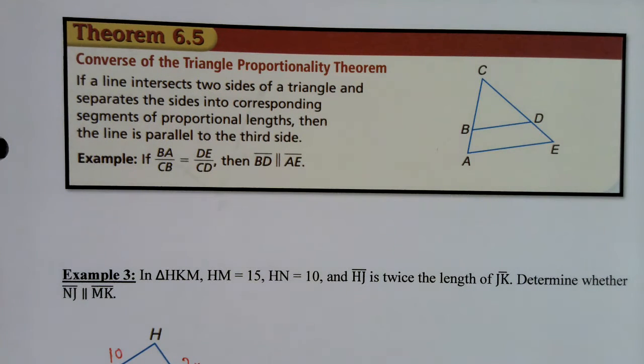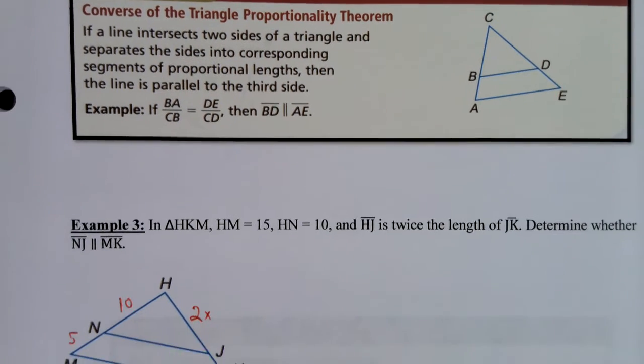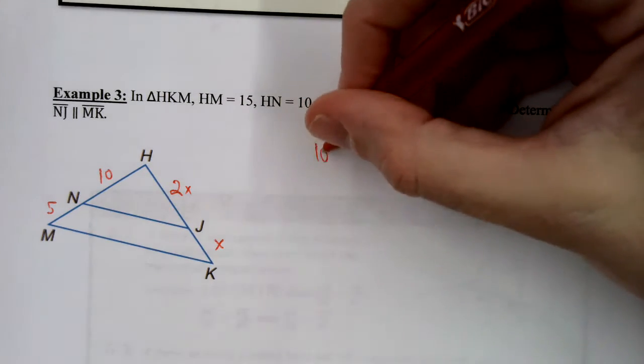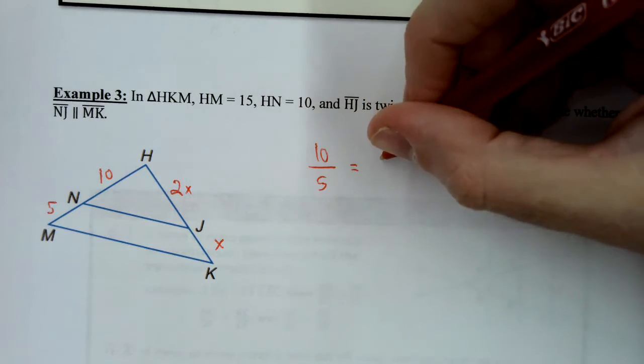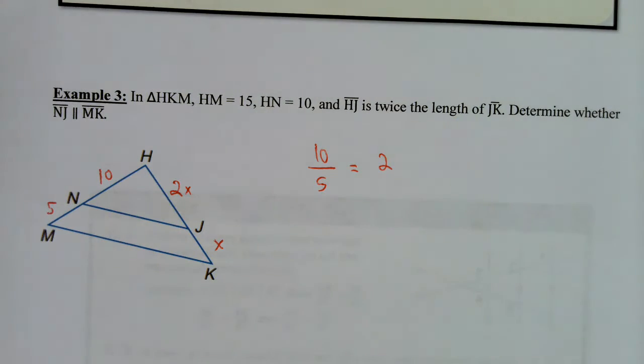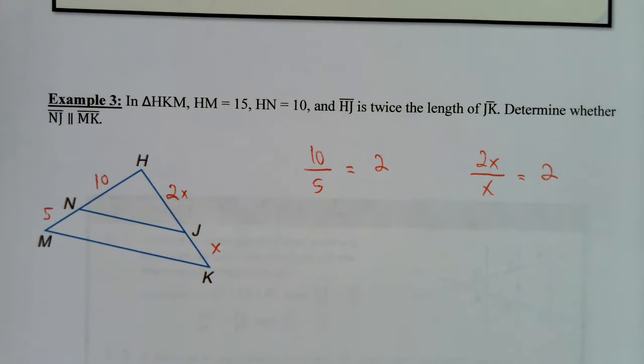So we're going to use the converse of the triangle proportionality theorem. If the two sides are proportional, then it means that BD is parallel to AE. So let's see if they're proportional. Let's start with this side. Let's do 10 over 5. And when we simplify that, we get 2. And then let's do the same thing for the other side. Let's do 2x over x. And when you simplify that, you also get 2. So the sides are proportional. So yes, NJ is parallel to MK.